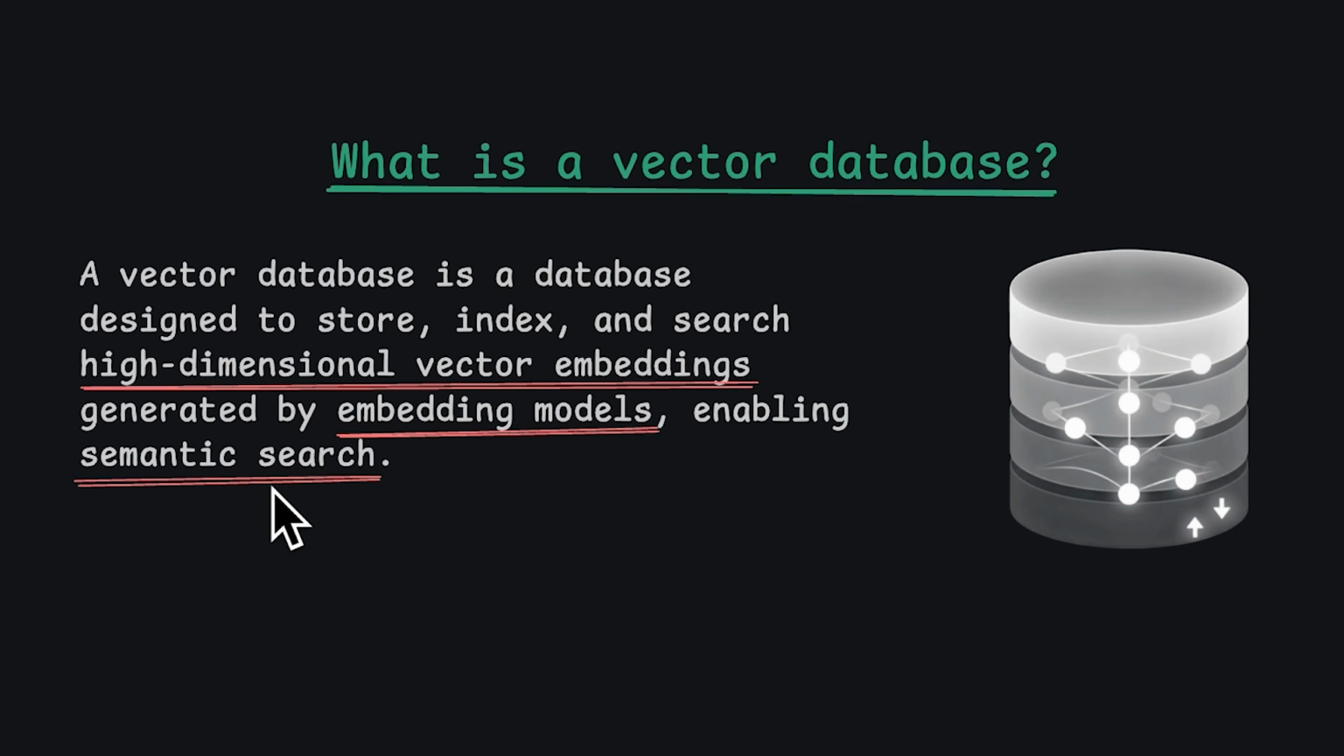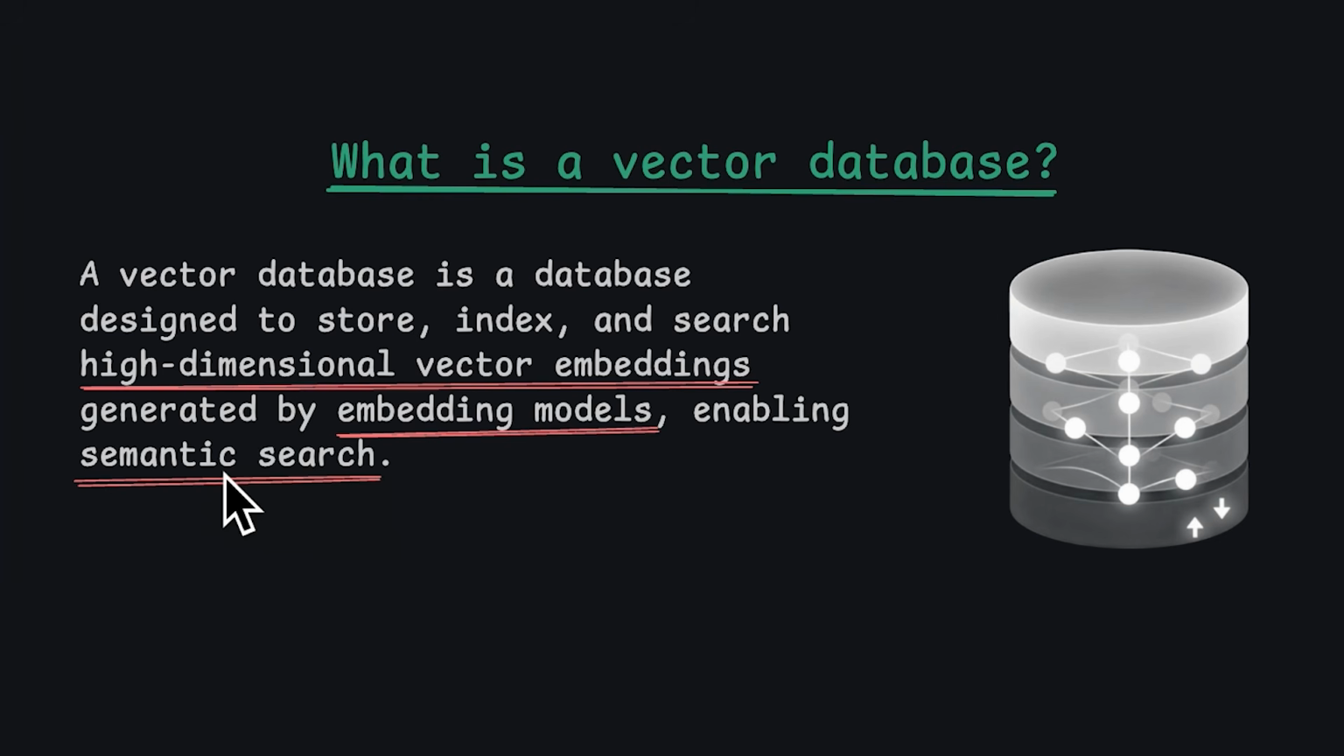And I'm sure your curious mind already has a few questions like, what are these high-dimensional vector embeddings? And how are these vector embeddings generated by the embedding models? And what do we really mean by semantic search? So these are a few questions that might come up at this stage.